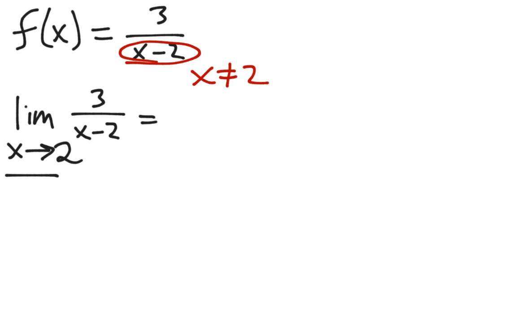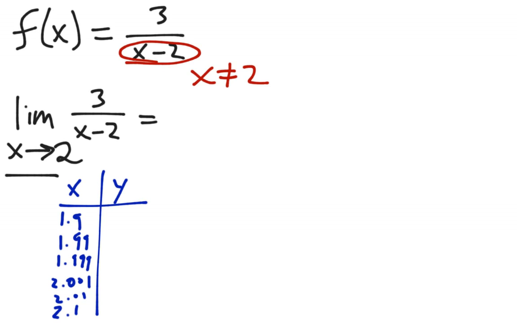And I'm going to ask you, what is the limit of 3 divided by x minus 2 as x approaches 2? And the way we're going to do this is we're going to look at a chart. So I'm going to go ahead and set up a quick chart. I picked some x values that, notice, are approaching 2, just like in the last section. And now all I'm going to do is plug in these x values into the function to get some y values. And here are the y values.